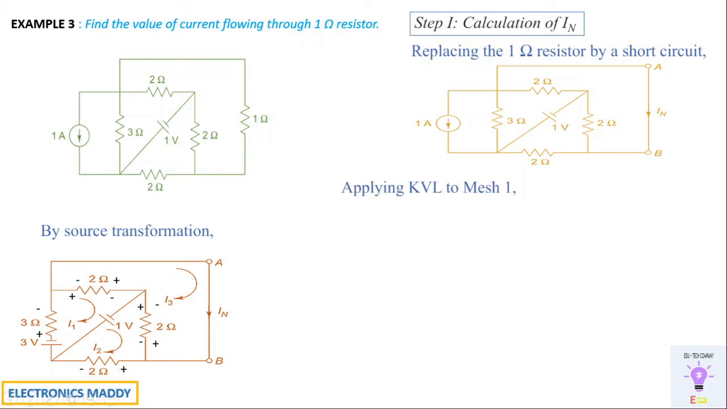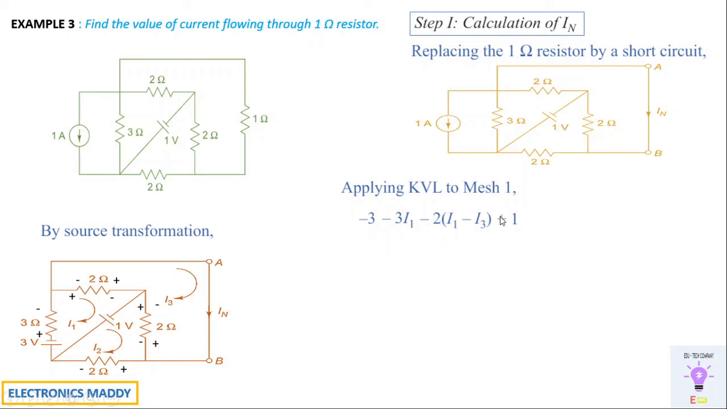We will be applying KVL to mesh 1. We'll be indicating the signs as shown. With respect to mesh 1, we can write minus 3 volt, because it is leaving at minus 3. And once it is done, we have minus 3 I1, because with respect to the current I1 and the 3 ohm resistor, it is entering at plus and leaving at minus. So we'll be having minus 3 I1, and again minus 2 into I1 minus I3. Because it is entering at plus and leaving at minus, minus 2 is the value of the resistor, and I1 minus I3, because I3 is in the opposite direction with respect to I1. So that is equal to, and then you also have a 1 volt voltage source that is there.